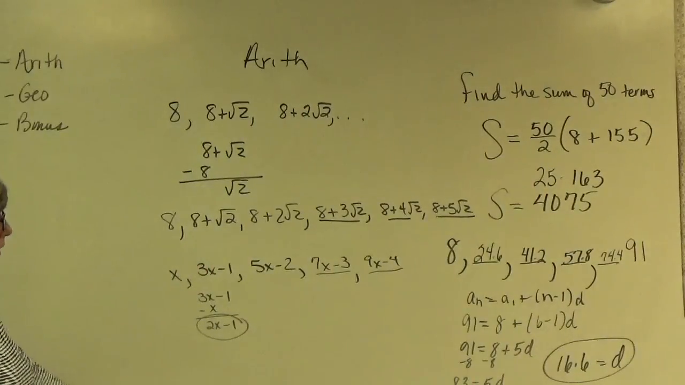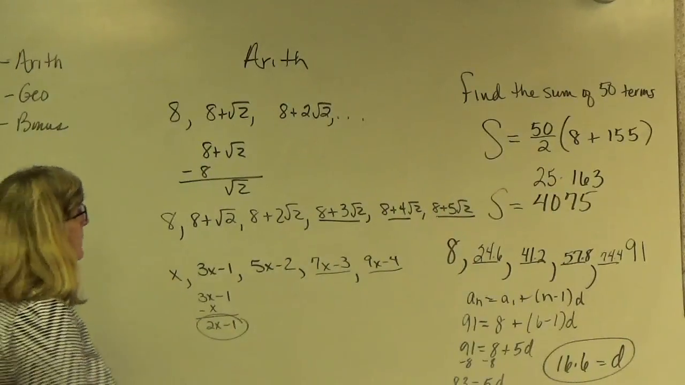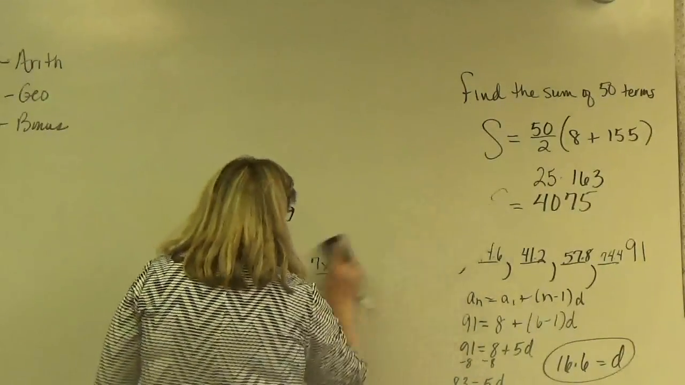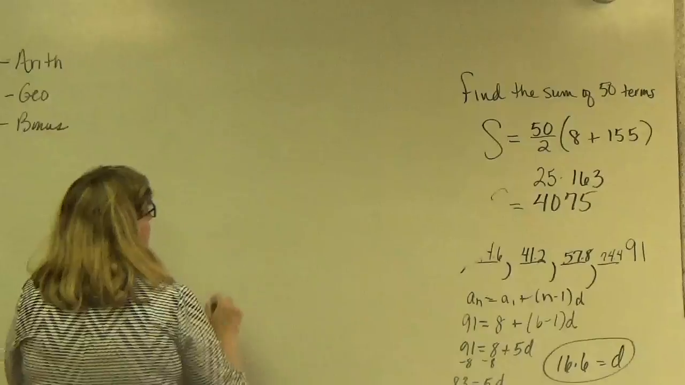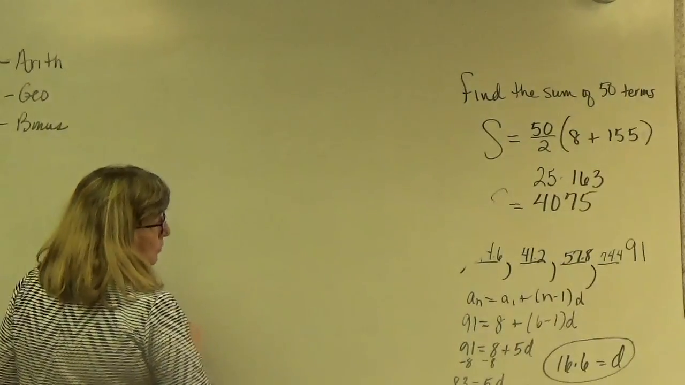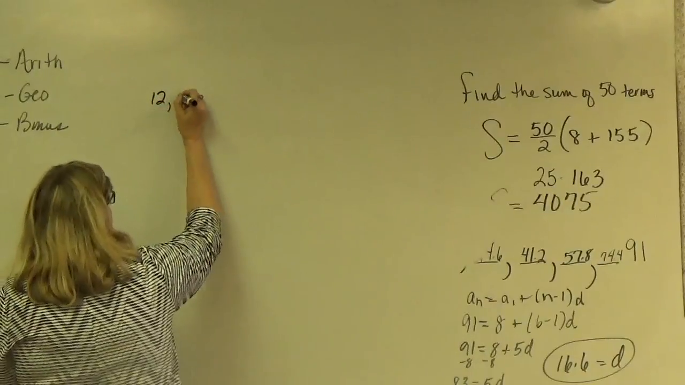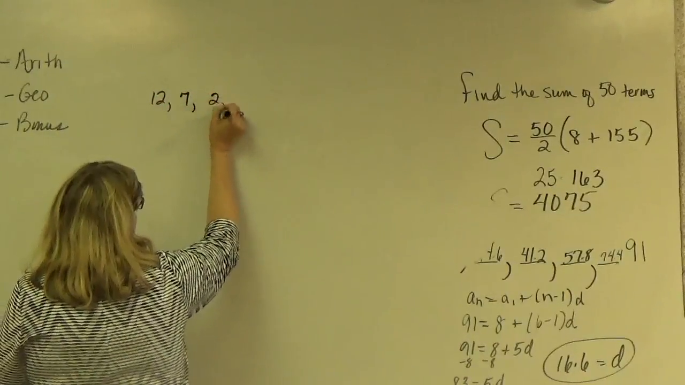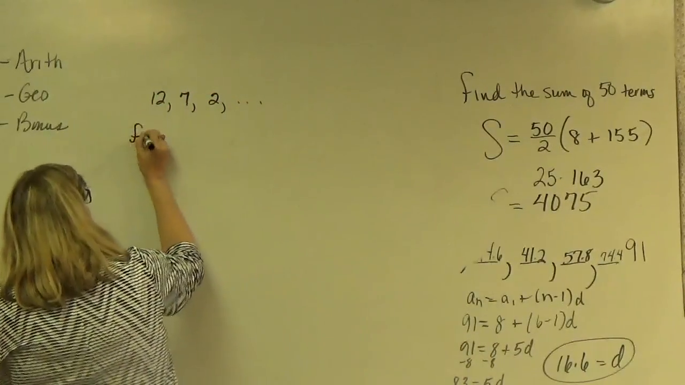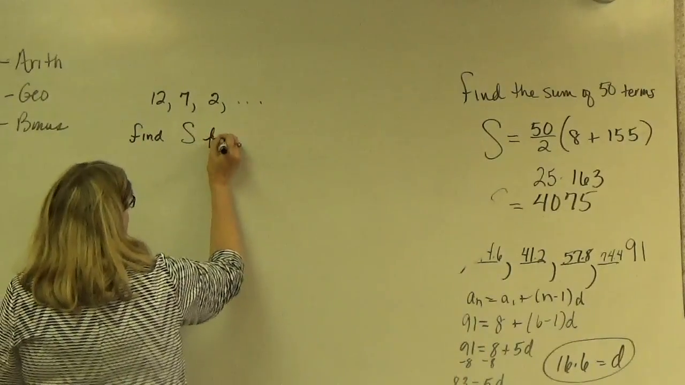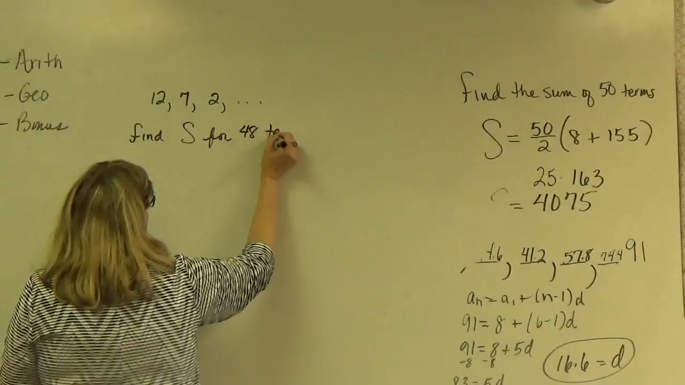Yeah. Okay, so have we done everything that you could possibly do? Okay, let's do one more just to make sure we've got it taken care of under arithmetic, and then we're gonna go to geometry. This time, that one was increasing, right? Let's go 12, 7, 2, and I want you to find the sum for 48 terms.